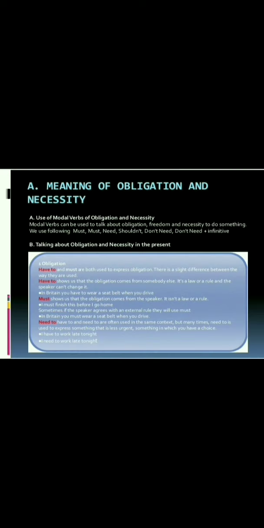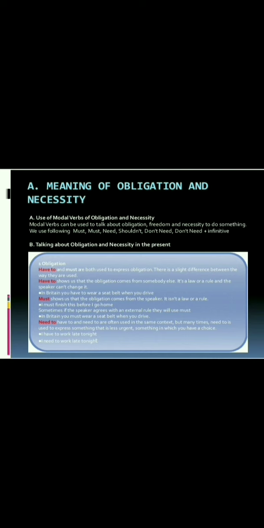Next, we will explain our material, namely obligation and necessity in the past. Meaning of obligation and necessity. A. Use of modal verbs of obligation and necessity. Modal verbs can be used to talk about obligation, freedom, and necessity to do something. We follow must, need, should, don't need, plus infinitive.